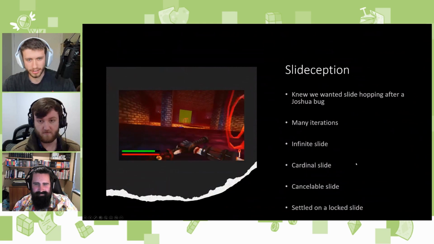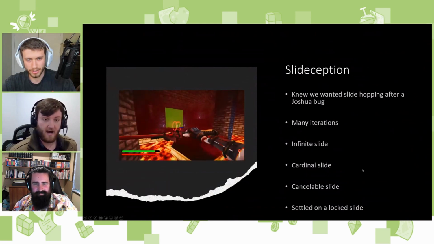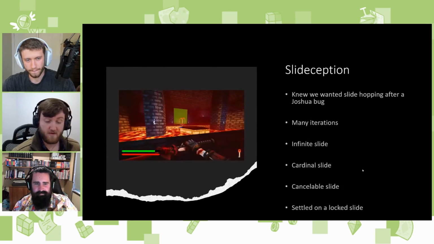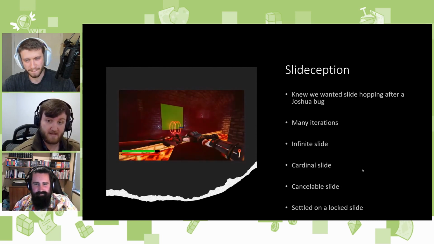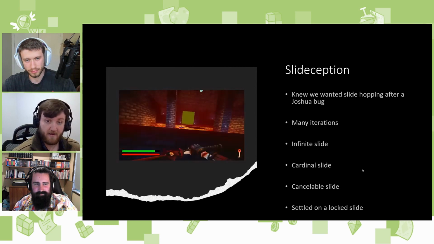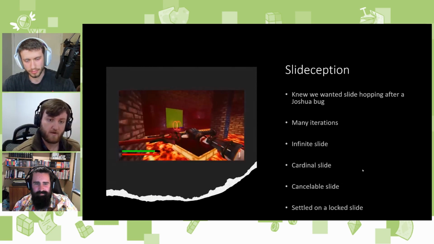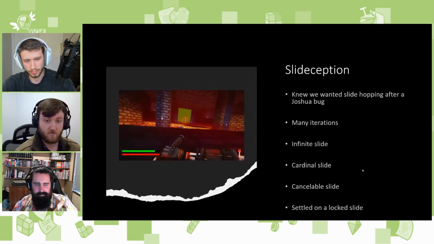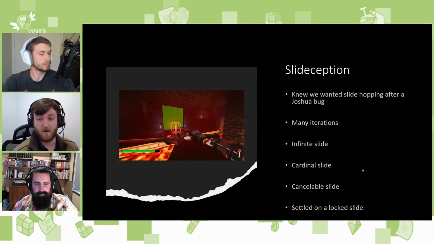Sliding was a feature that we decided on relatively early after we tested it out and felt it was fun. It went through so many iterations, but the one thing we wanted to remain consistent was the slide hop. As a bug early, you were able to maintain your speed after slide jumping, and you would become super fast. And we knew this had to be a feature.